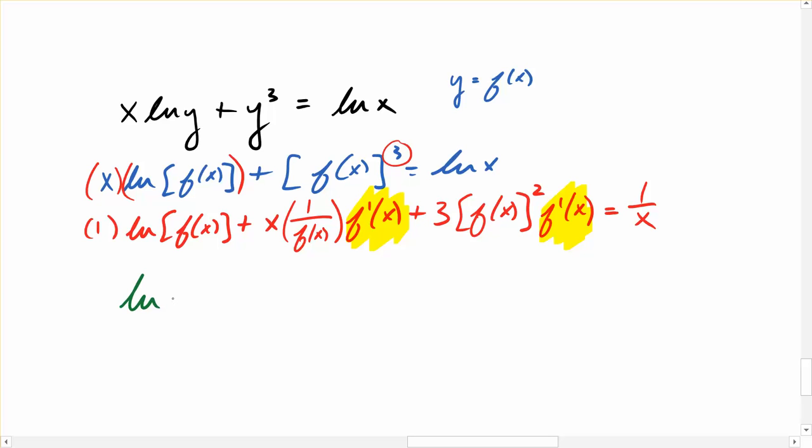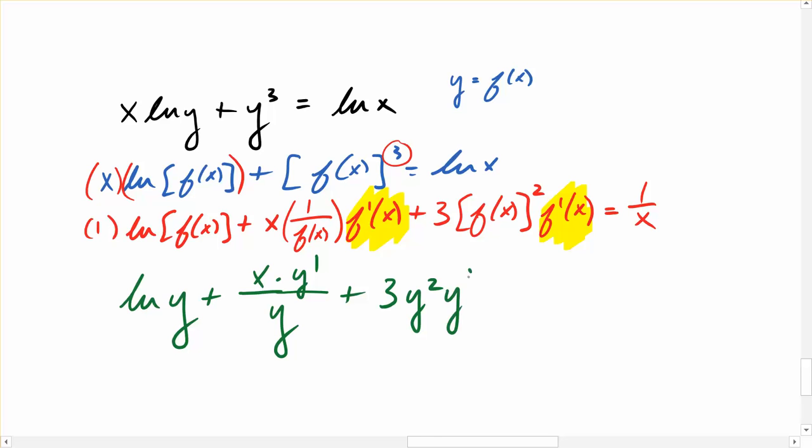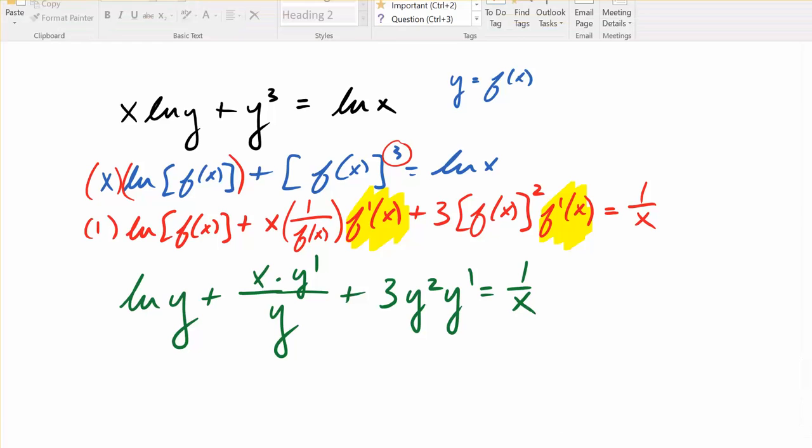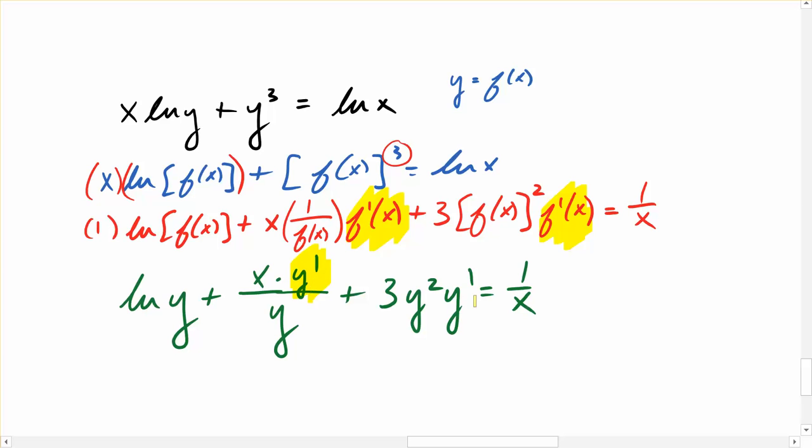It'd be ln of y plus x over, well, it's x times y prime over y plus 3y squared y prime equals 1 over x. All I've done is I've resubstituted. Do you see where each of those pieces came from? Please ask now. Do you see that there's the y prime and there's the y prime? Everybody sees this, right?